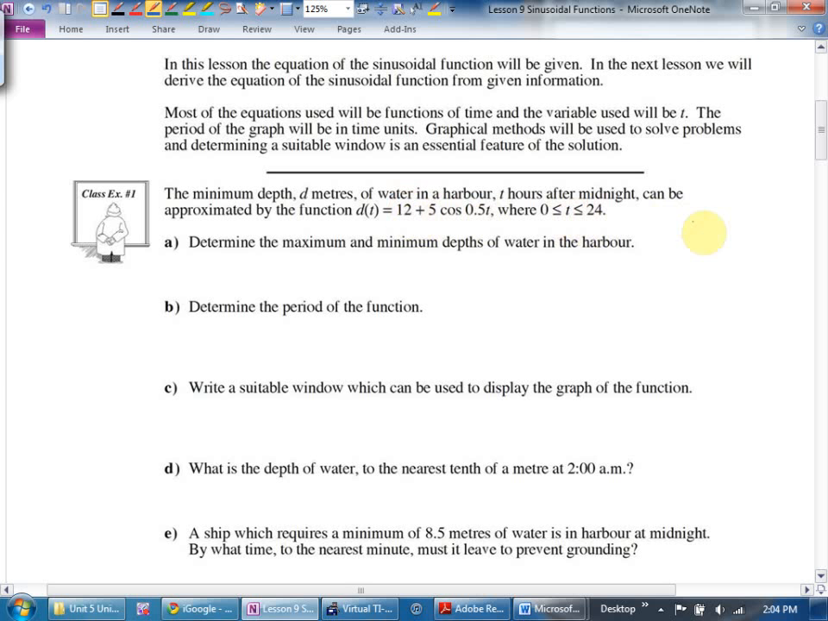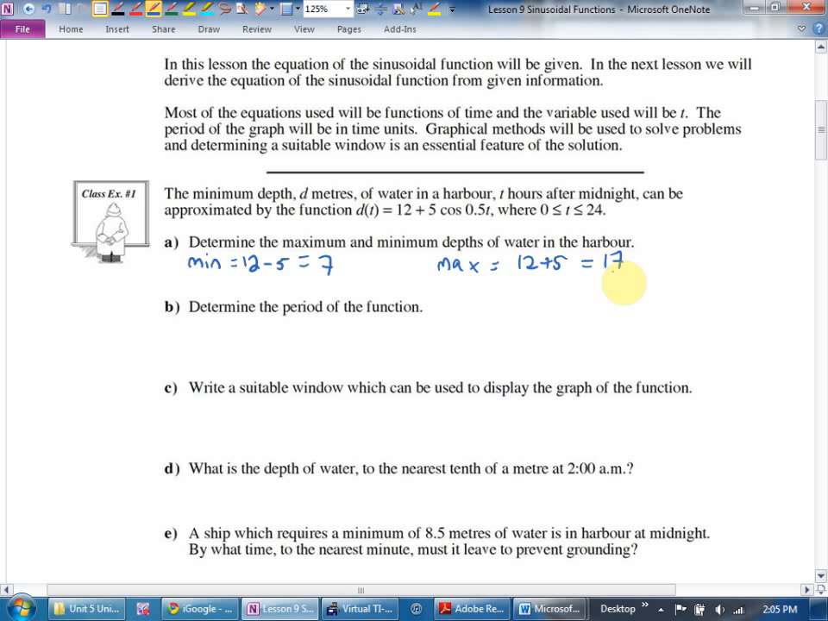So here's my question. If your vertical displacement is 12 and your amplitude is 5, what's the lowest we get? 7. What's the highest we get? 17. So part A wants the minimum and the maximum. 12 minus 5, 7. 12 plus 5, 17. Total distance, 10.